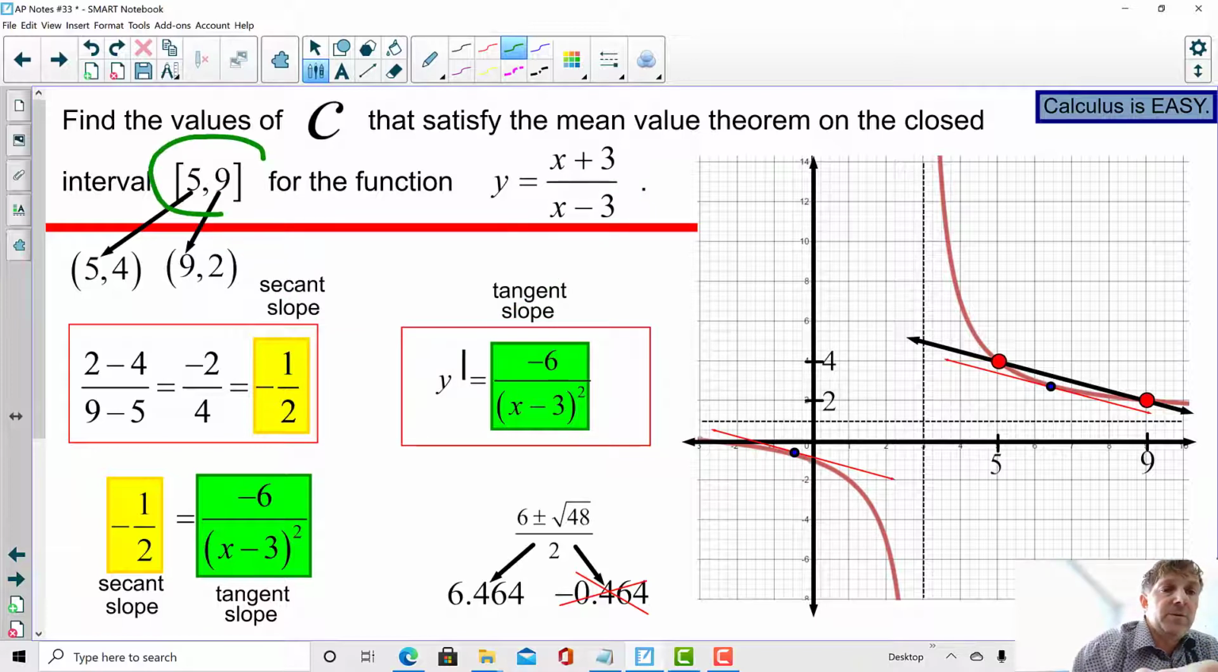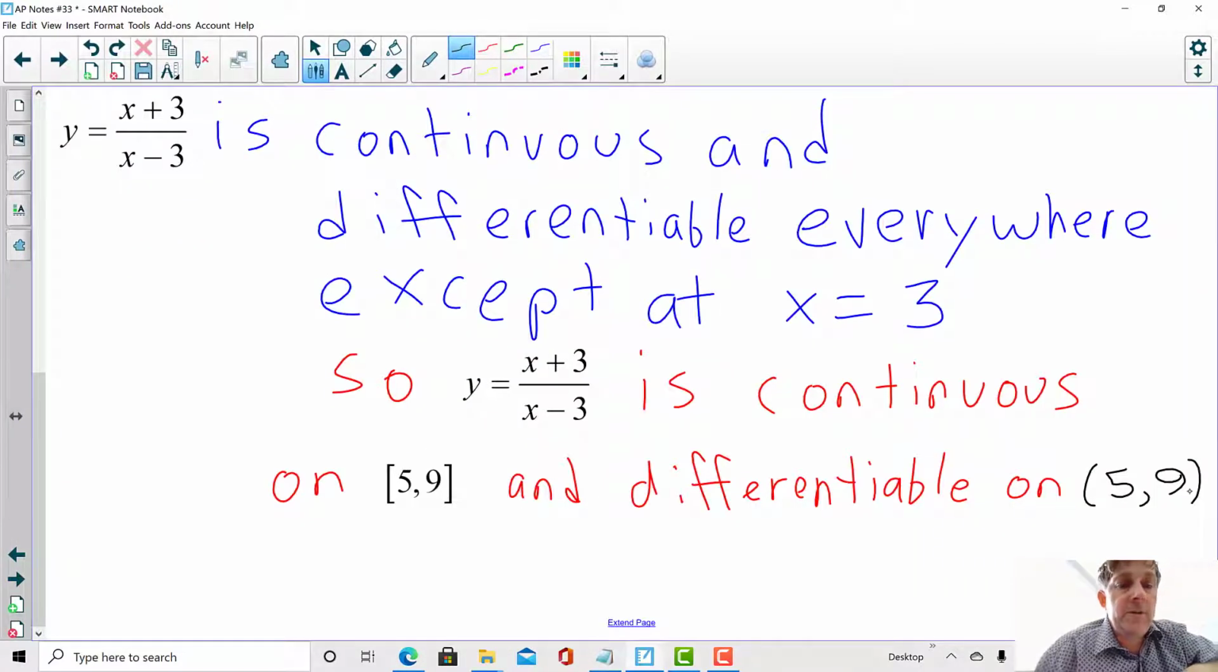Okay, now that we're dealing with an interval where we can use the mean value theorem, we're going to go ahead and do it. Again, you always want to satisfy the conditions for the mean value theorem. So let's do that first. In order to use the mean value theorem on the interval from 5 to 9, we have to satisfy the conditions. And so we're going to say that y is continuous and differentiable everywhere except at x equals 3. So if x equals 3 is the only problem, and x equals 3 does not land inside our interval, we can now conclude that y is continuous on the closed interval from 5 to 9 and differentiable on the open interval from 5 to 9.